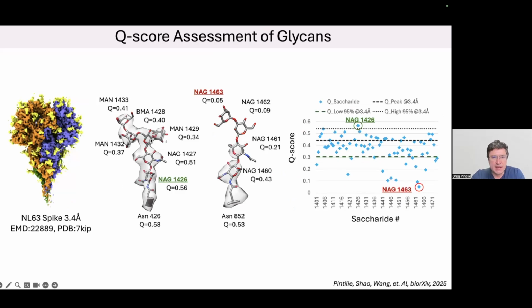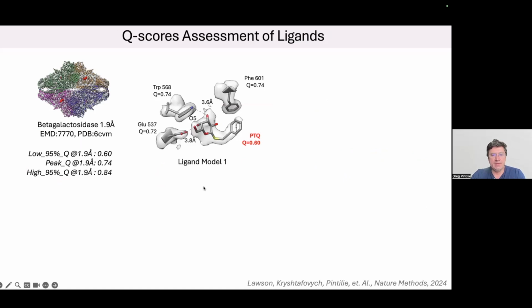So for example, these glycans. We can plot per glycan Q-scores, and then this can indicate which glycans are resolved well. These all have very good Q-scores, and then there are some that are not resolved too well. We can build these glycans based on mass spec data, just to see what they look like and if there's potential interactions. But again, the Q-score can help to guide which ones we can interpret with confidence. And then finally, I'll show this Q-score example for a small ligand.